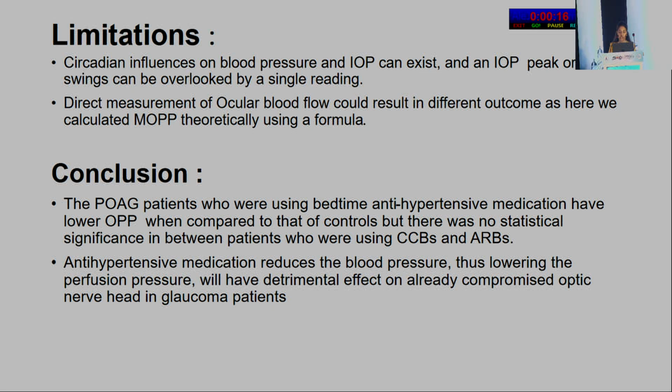Conclusion: the POAG patients who are using bedtime antihypertensive medication have lower OPP when compared to that of controls, but there was no statistical significance between patients who are using CCBs and ARBs. Antihypertensive medication reduces the blood pressure, thus lowering the perfusion pressure, which will have a detrimental effect on the already compromised optic nerve head in glaucoma patients. Thank you.